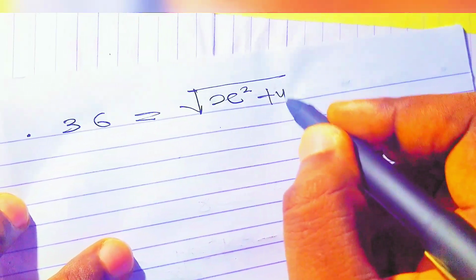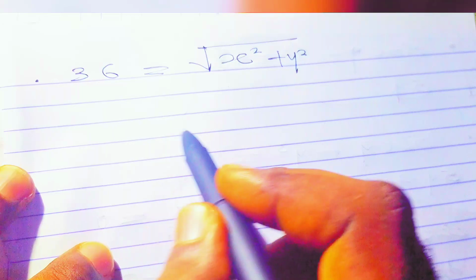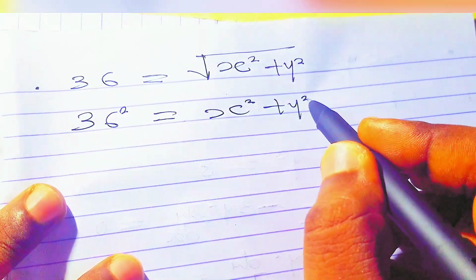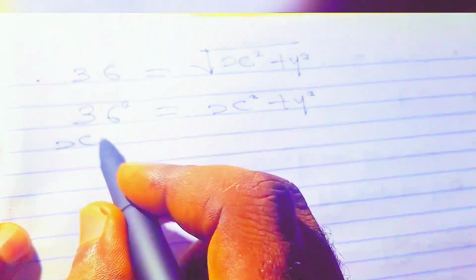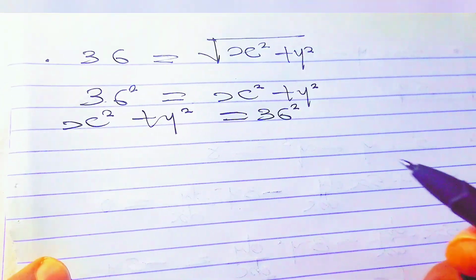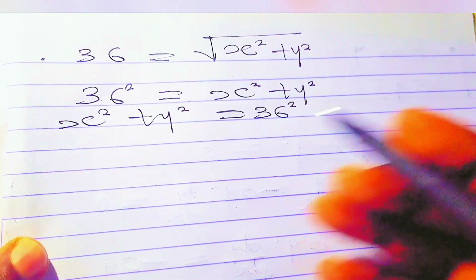Here is 36 equal to the square root of x squared plus y squared. Of course, this can be expressed as 36 squared equal to x squared plus y squared when you square both sides. And therefore, we can rewrite it this way: x squared plus y squared equal to 36 squared. Okay, 36 squared will still give you a constant number when you want to differentiate it.